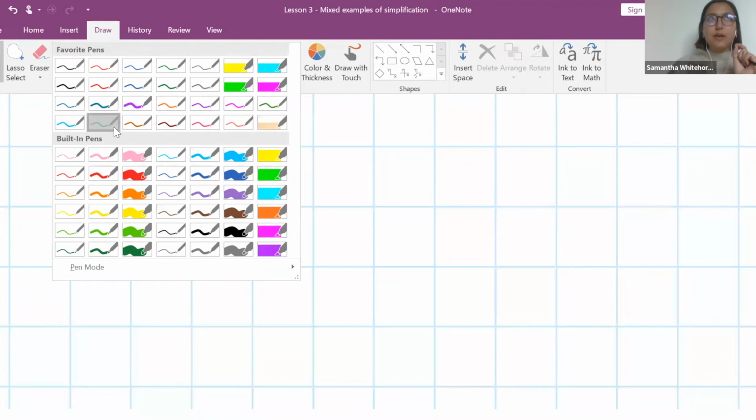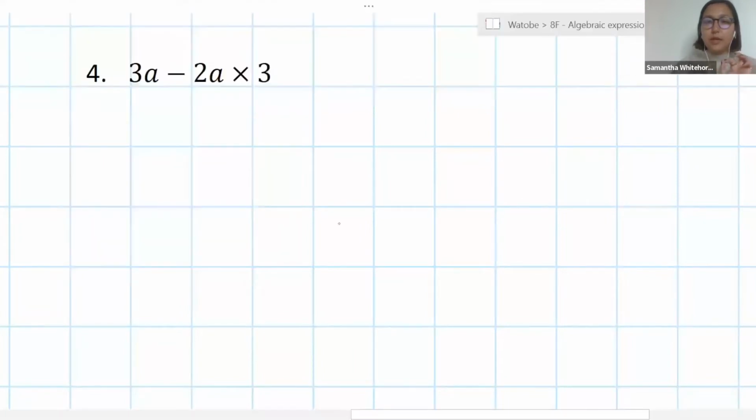So step 1, identify our terms. Now remember, a term is only separated by a plus or a minus. So this minus is going to be quite important for me. So this is term 1, and the second bit here is term 2. So what that means is I need to be able to multiply the negative 2a and the 3.